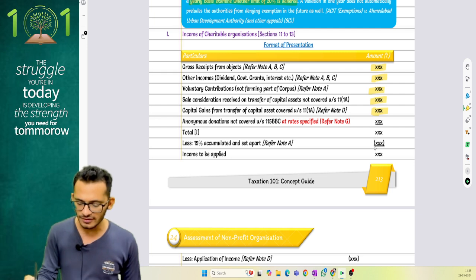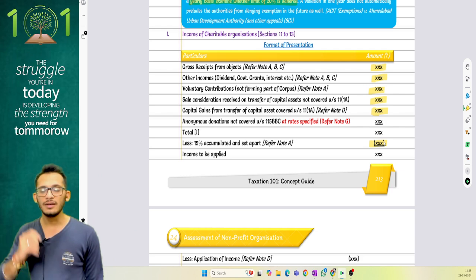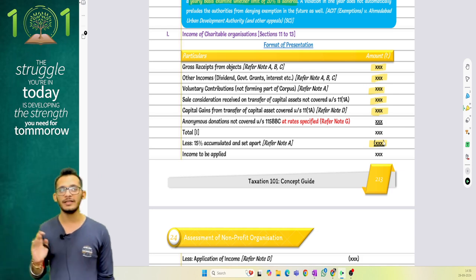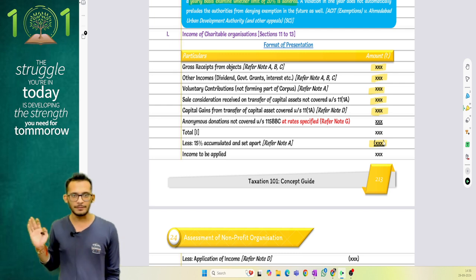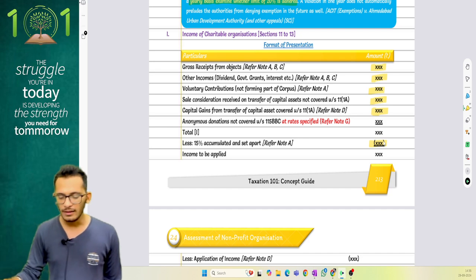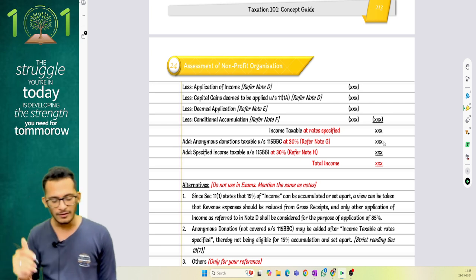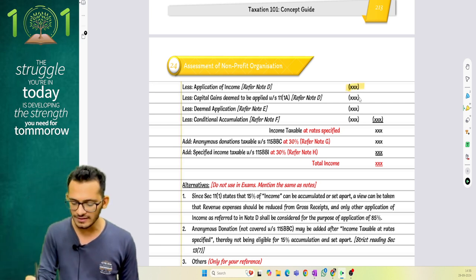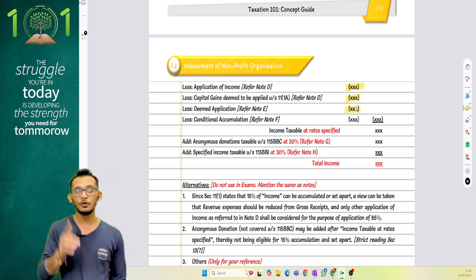After taking all those donations into consideration, 15% of whatever amount you have will be allowed as an amount accumulated or set apart without any restriction. Meaning, to the extent of 15%, I have no restriction. You can do whatever you want with it. The balance amount will now have to be applied for charitable purposes. It can be used for purchasing assets, meeting expenses, or doing any further applications, whatever the case may be. If you do that, great.